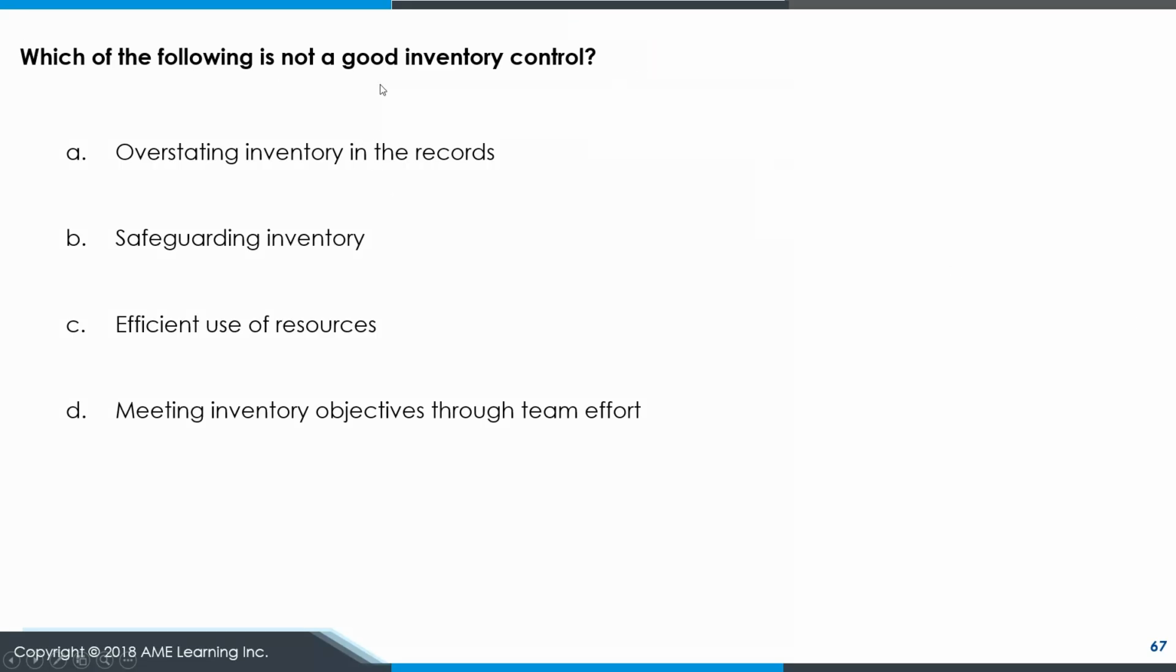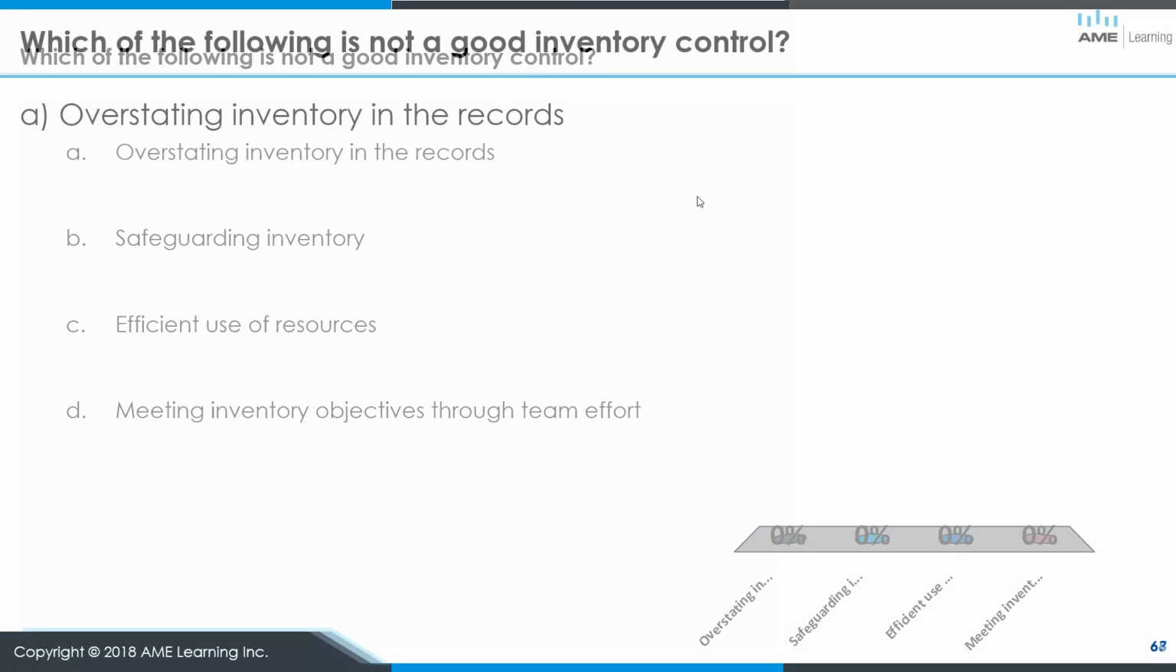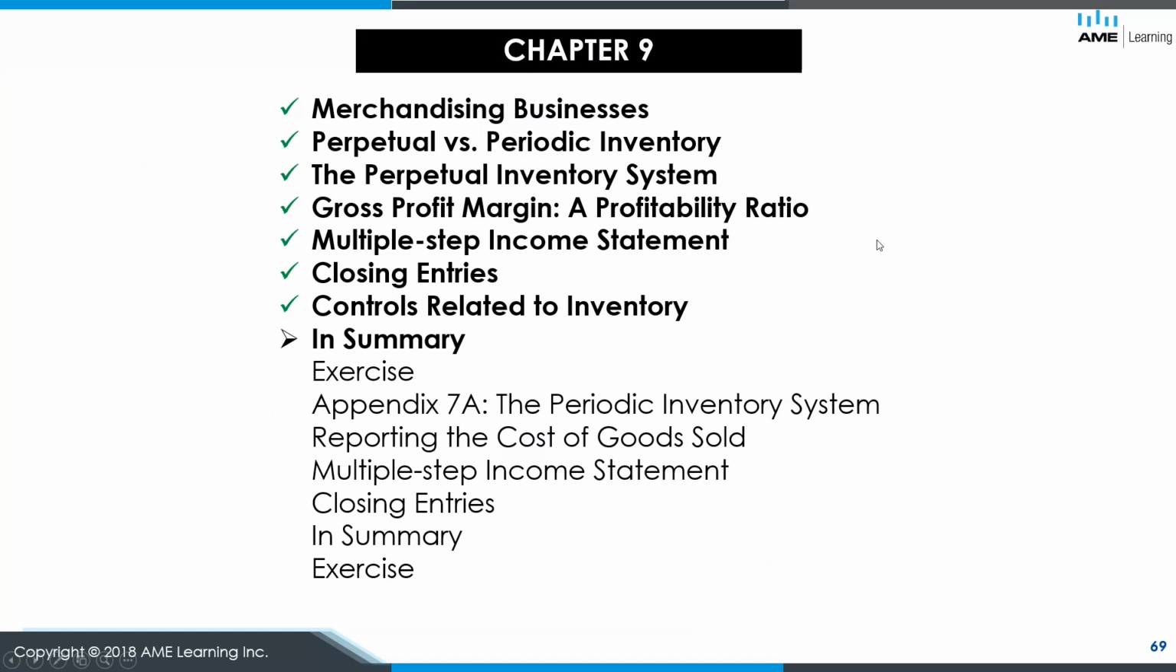Which of the following is not a good inventory control? Overstating inventory. That's probably a result of no controls, essentially.